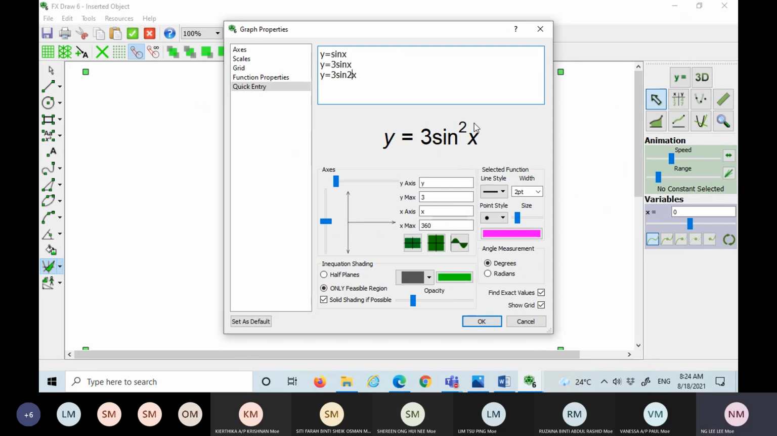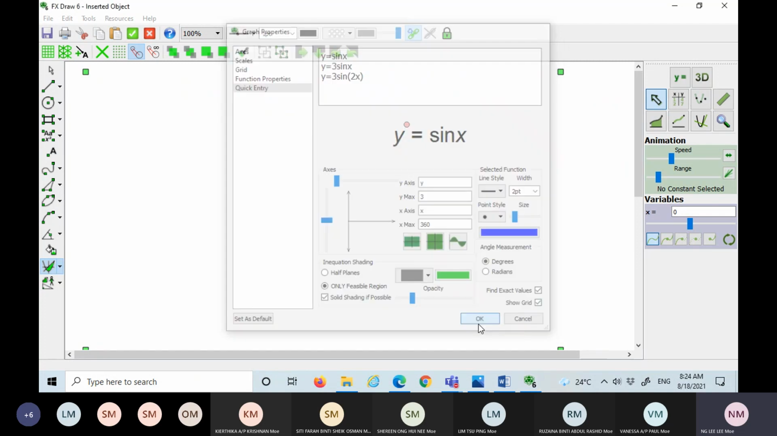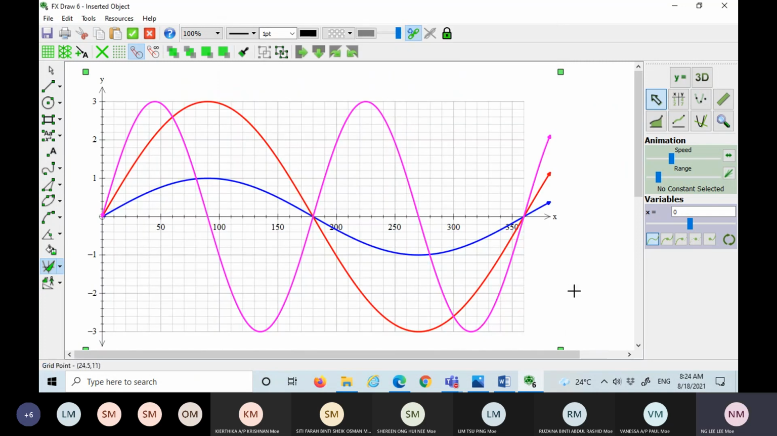This one they don't read as 2, they read as a square, so I have to put a bracket for it. Okay, sine 2x. We will see what will happen. Okay, the purple color one. Compare the purple color graph with the red color graph.